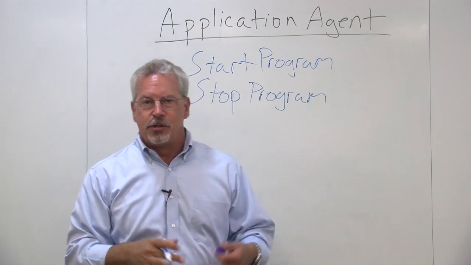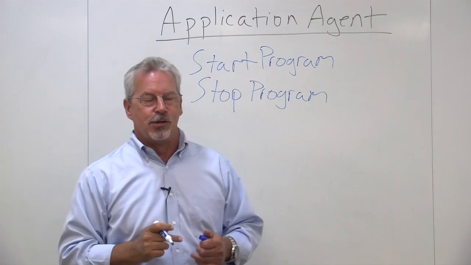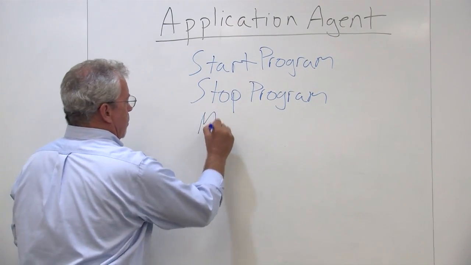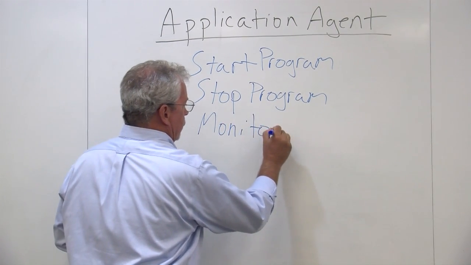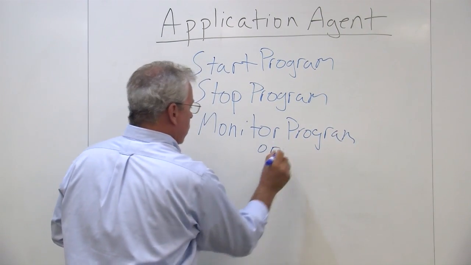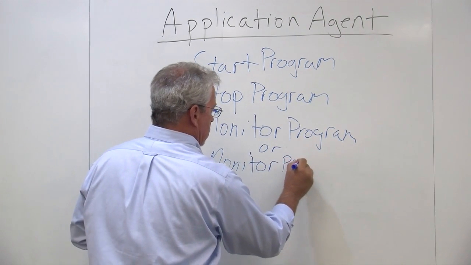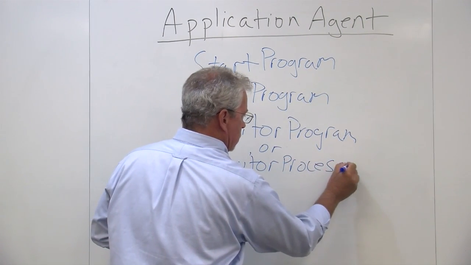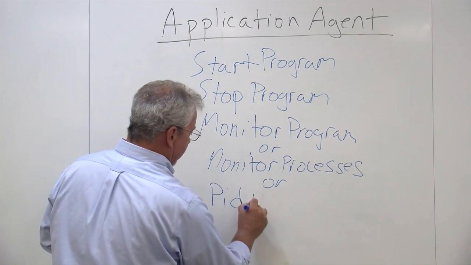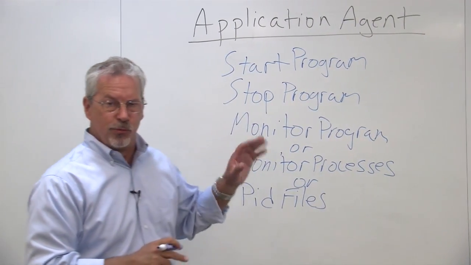And what that attribute does, again, is provide the path to the script or executable that shuts down the application. The third required attribute is one of either monitor program, or monitor processes, or PID files. I'll describe what each one of these does.